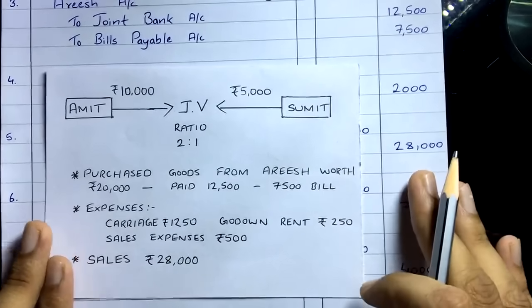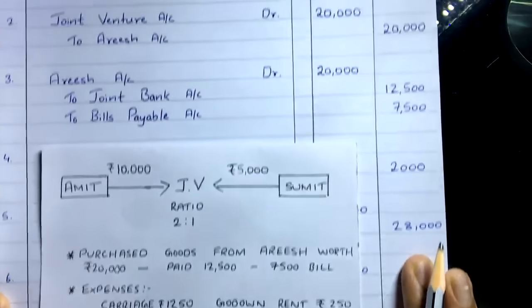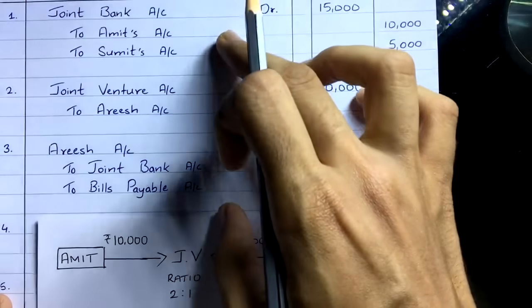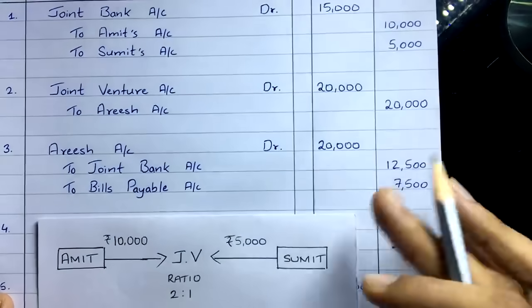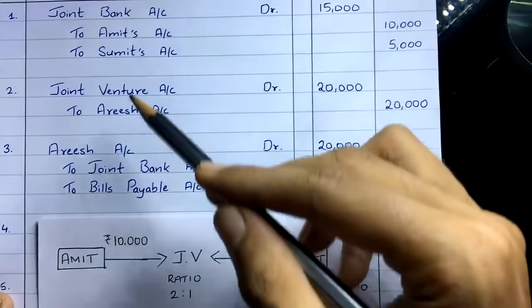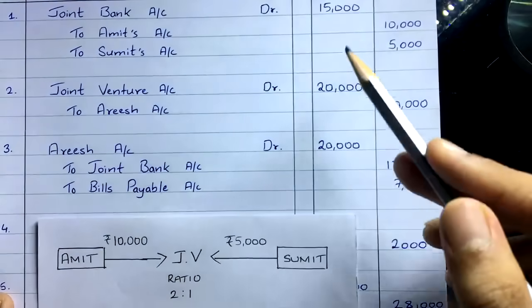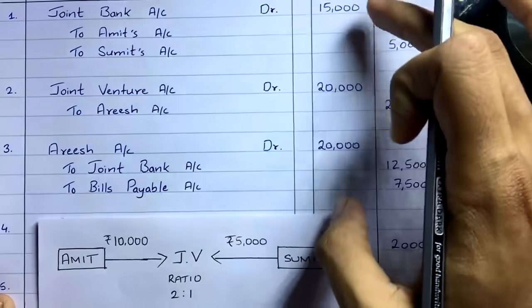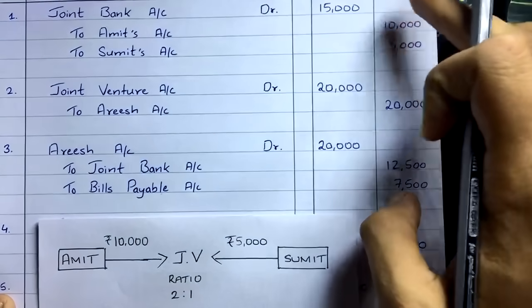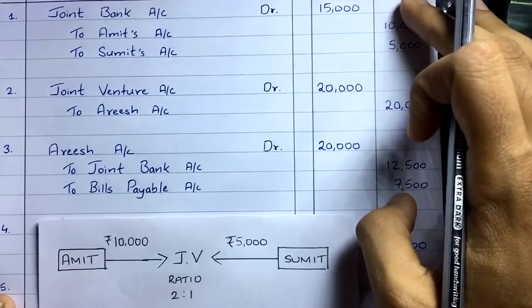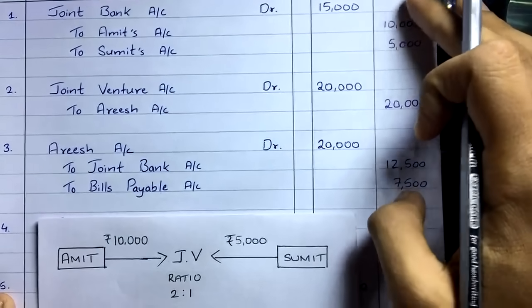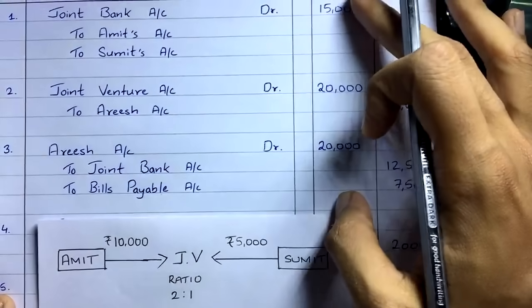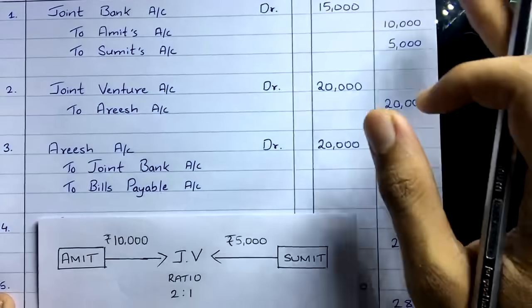Now how to check the profit? It is very simple. You just have to see the amounts. What is the joint venture account? Joint venture account is a nominal account. The debit side shows all the expenses, and the credit side shows all the revenues. So if the credit side of the joint venture account is more, that means the joint venture is in profit. If credit side is less and debit side is more, that means it is in loss.